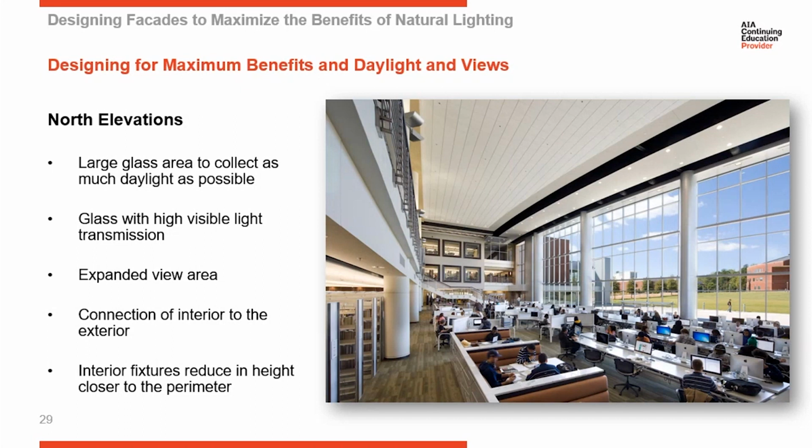If you notice in this photograph, as you move closer to the perimeter of the building, closer to the glazed elevation, all the fixtures get lower, and that is to prevent blocking people having a good view to the exterior. So anywhere toward the left where you're standing, you have a direct view to the exterior. So you have great connection of the interior space with the exterior space and very minimal interruption of your having a good view to the exterior. So this is a great strategy for trying to expand daylight and views on a north elevation.